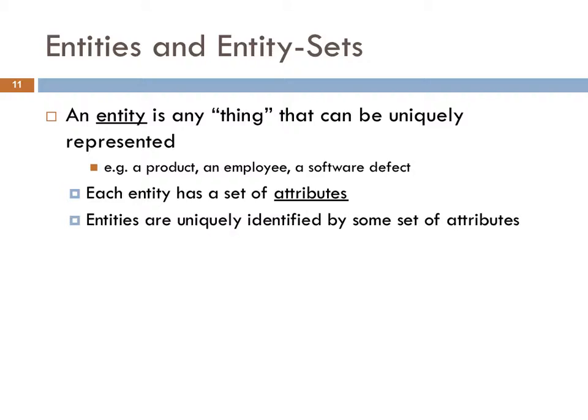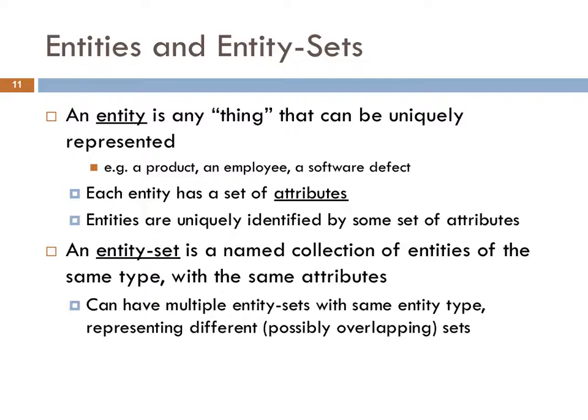Now, if this is sounding a lot like a tuple and values in a tuple, that's exactly right. That's exactly the way that entities map into the relational model. An entity set is just a collection of entities. So hopefully this is starting to sound like a table or a relation. An entity set is a named collection of entities that all have the same set of attributes, the same set of characteristics that we're interested in recording about them.